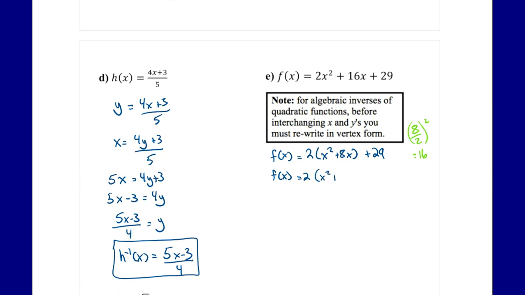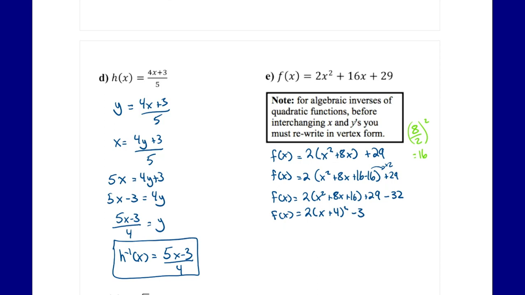I have to add and subtract it. So plus 16 minus 16 plus 29. I want to move it back out of the bracket. And when I move it back out, I have to reapply that factor of 2. So 2 times (x squared plus 8x plus 16), plus 29 minus 32. Now everything in the brackets should become a perfect square trinomial. So 2 times (x plus 4) squared, and then 29 minus 32 becomes minus 3.